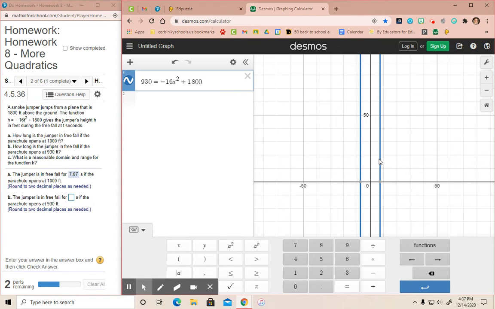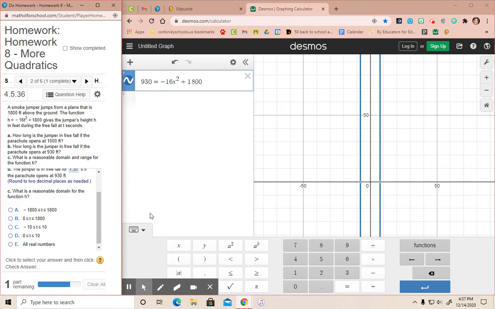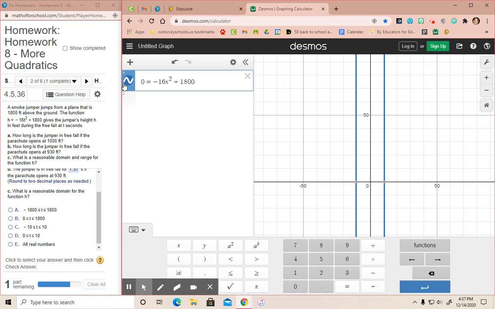Okay, we're still just looking at the positive side because time can only be positive, and we have 7.374. So that rounds to 7.37, and there you go. All right, a reasonable domain for the function h. So we're going to take this 930 back out and we're going to put in y.